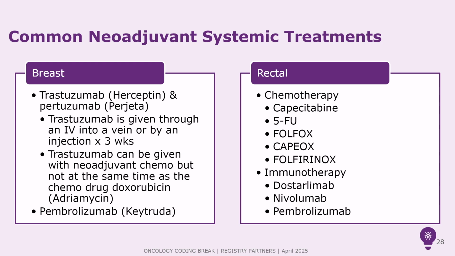Rectal cancers can be given chemotherapy with capecitabine, 5-FU, FOLFOX, etc. For immunotherapy, it can be given nivolumab and pembrolizumab. The bolus 5-FU/leucovorin is an option for patients not able to tolerate the capecitabine or the infusional 5-FU.